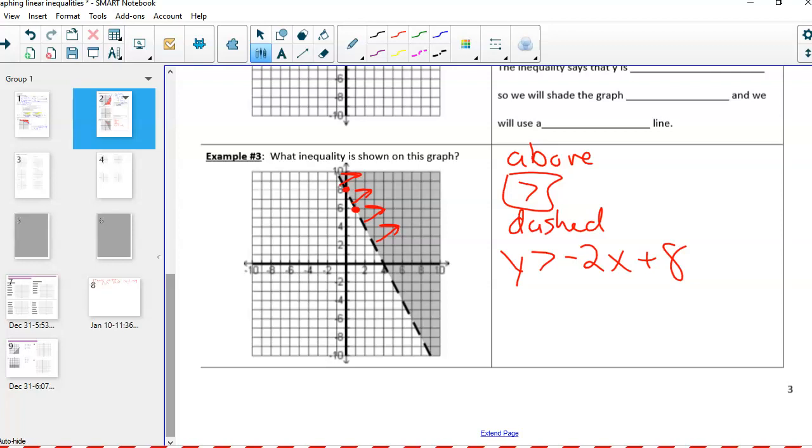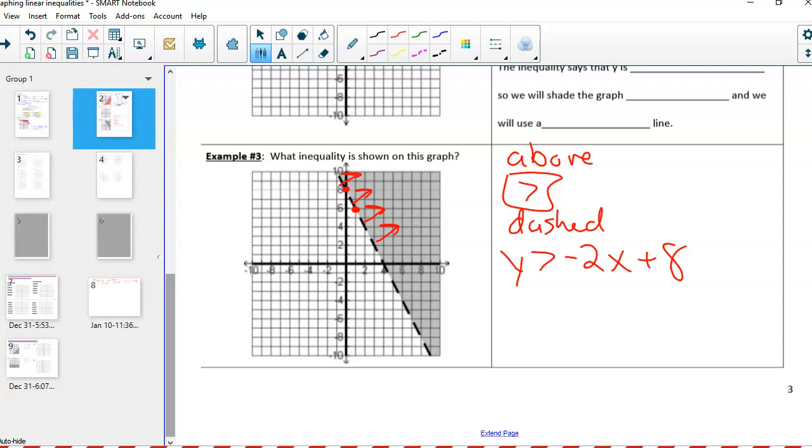Questions on that? Where did the 2 come from? Negative 2. You're finding your slope. So find 2 points. So it's negative 2 over 1, and then just simplify it. Put just negative 2. These should be simplified answers.